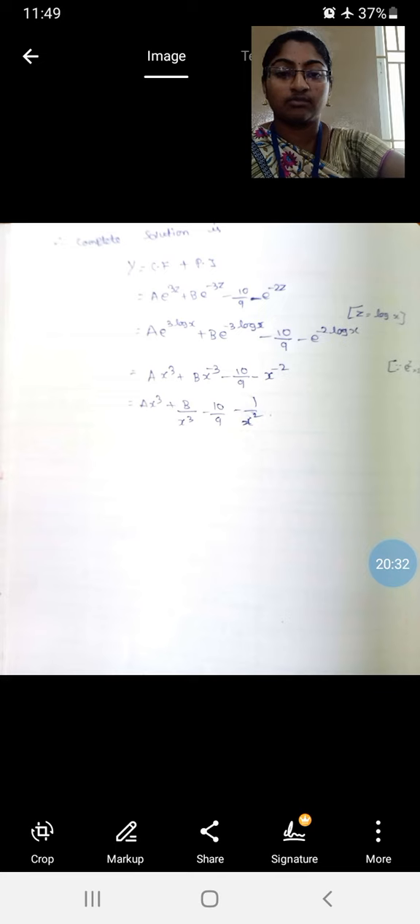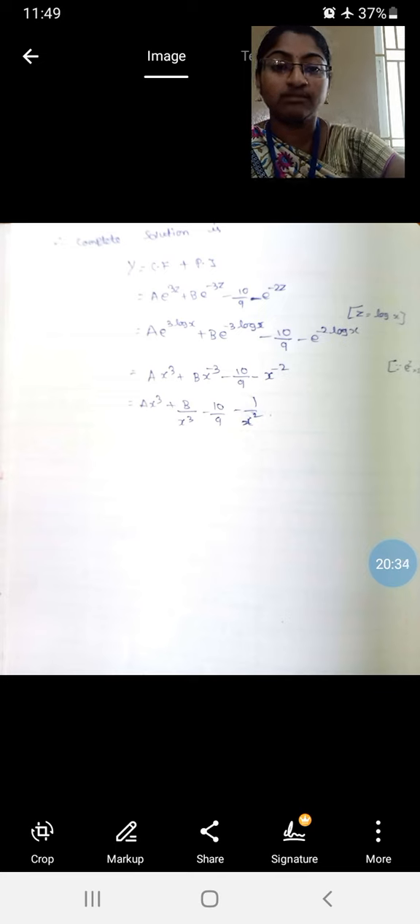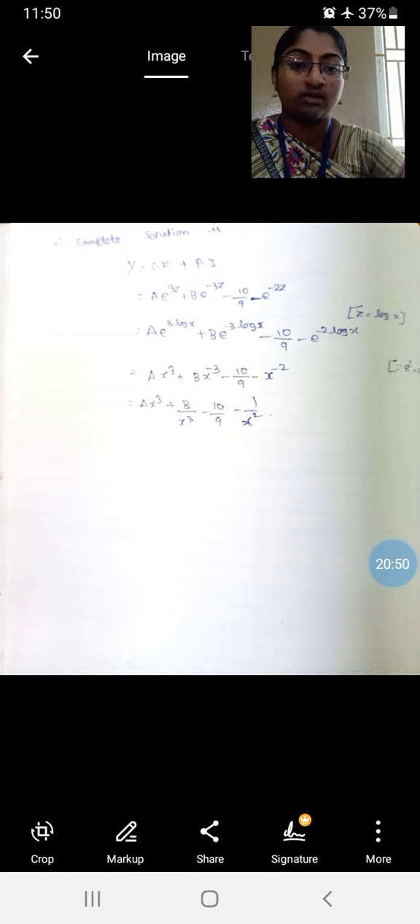So my complete solution will become A x³ + B divided by x³. I am bringing that reciprocal to the denominator, so it will become a plus sign, -10/9, and also bringing this x^(-2) as a reciprocal, I get -1 by x². This is my complete solution.